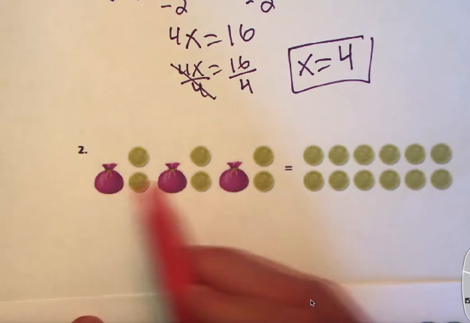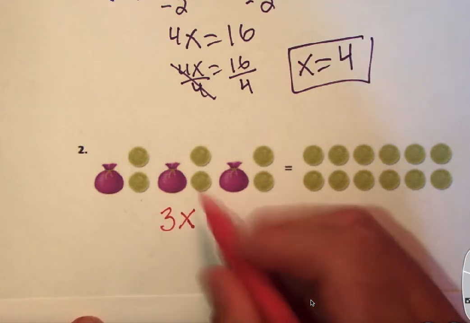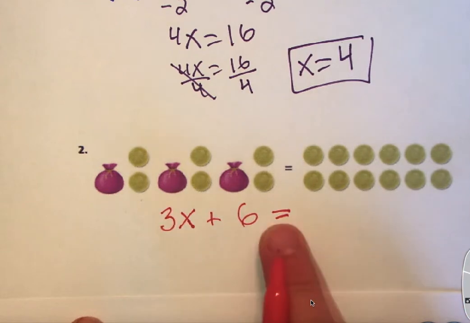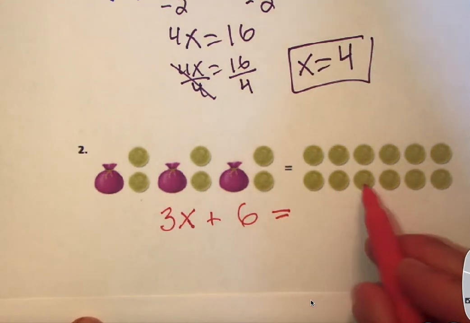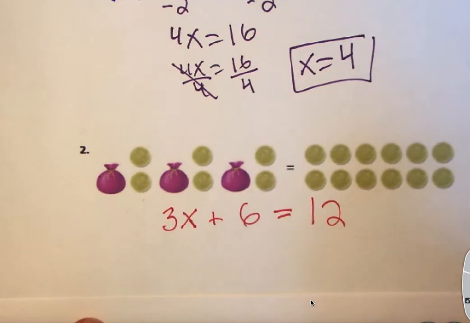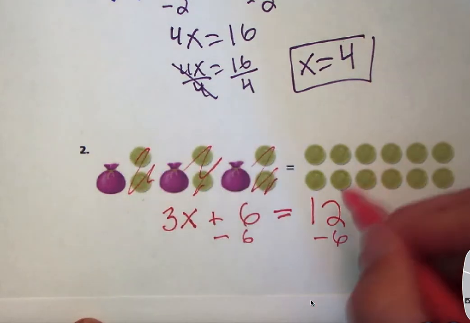Well, we have 3 bags where we don't know how many coins are in them, plus we have 6 coins on this side. And we're saying that's equal to 1, 2, 3, 4, 5, 6. 6 times 2 is 12 coins. Right? So we can solve it and just think of it like taking away the coins.